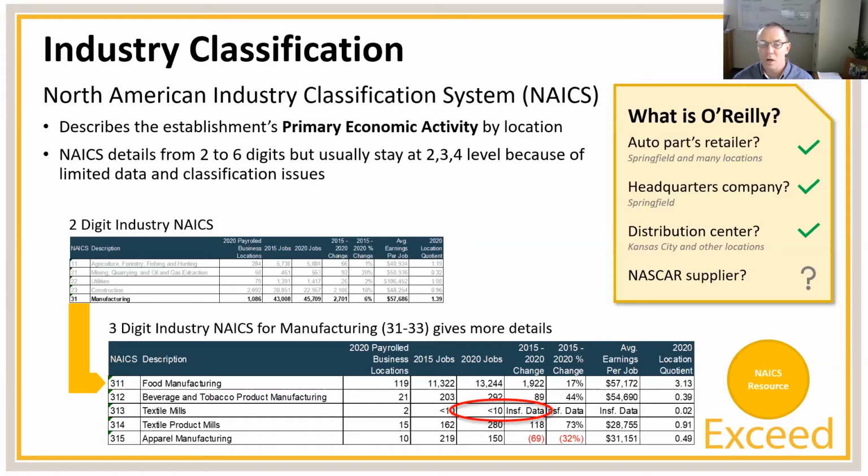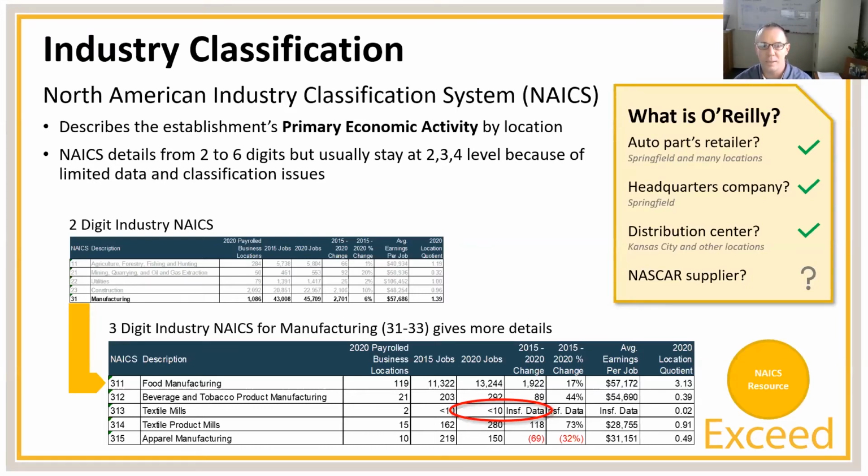So for example, over to the right, you see, what is O'Reilly's? Well, we know O'Reilly Auto Parts is a retailer of auto parts across the Midwest and many parts of the country. So it's going to be classified in many places, including Springfield, as an auto parts retailer. But it's also a headquarters company, and it's going to be classified as a headquarters company in Springfield as well. So you're going to find management of companies as a sector, and it's likely that O'Reilly is going to be in there. It's also a distribution center.